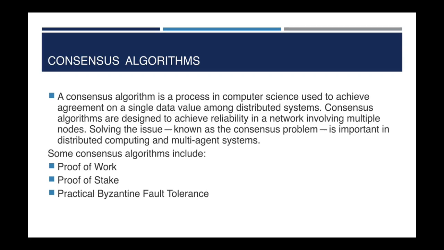Now let us see what a consensus algorithm is. In order for the network to decide which transactions should form a block and where it should be placed in the blockchain, a consensus algorithm should be in place. Consensus algorithms are designed to achieve reliability in a network involving multiple parties. There are different types of consensus algorithms. A couple of them are listed here, which are proof of work, proof of stake, and practical Byzantine fault tolerance.